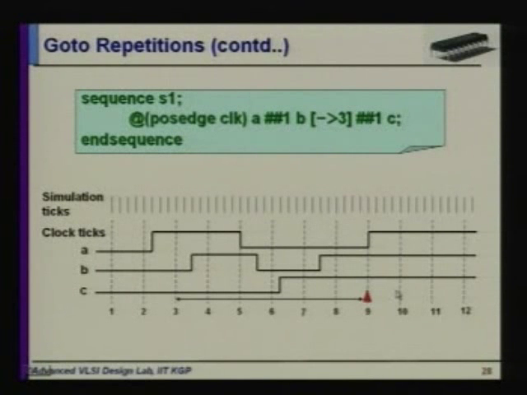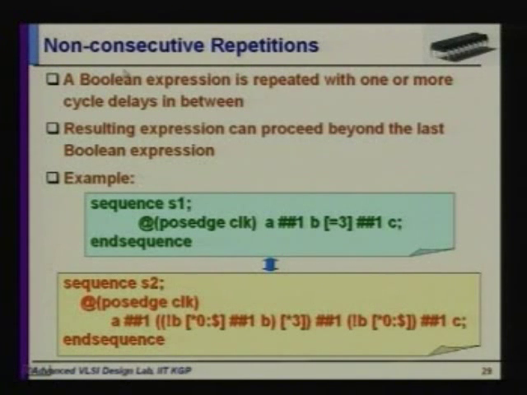If C is not there in the next clock cycle, then it does not match. Then the property actually fails. But it may match in a later simulation cycle. This time the property fails, but the counting of B starts from 0 again, which is not the case in non-consecutive repetition.